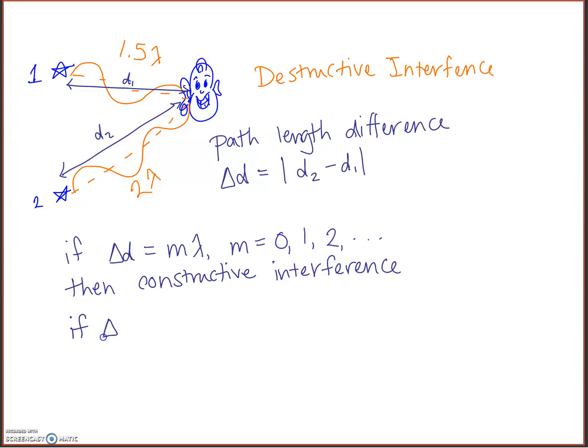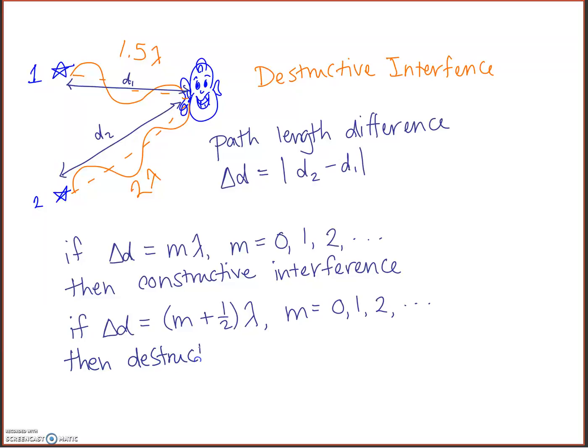If delta D is equal to a whole number of wavelengths plus exactly a half wavelength, (m + 1/2) lambda, where m is again 0 or 1 or 2 or 3 and so on, then we have destructive interference.